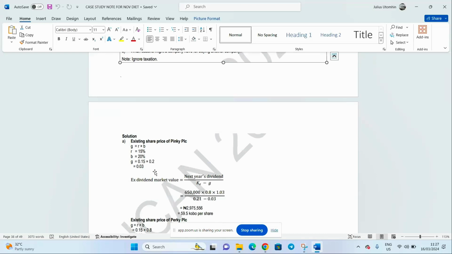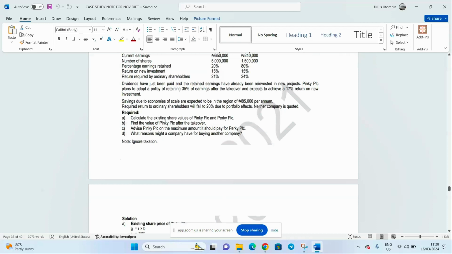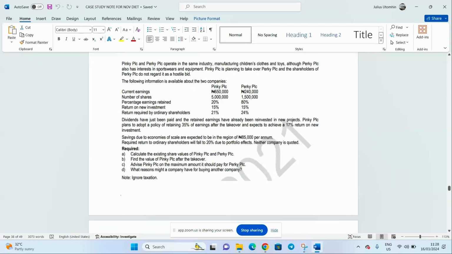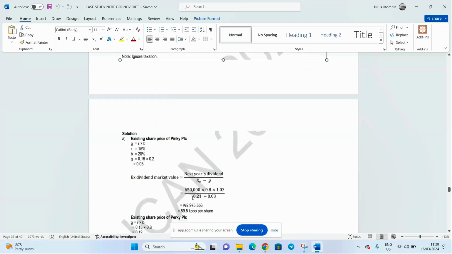Then the dividend, how do we calculate dividend? If they are retaining the profit, the rest is dividend. That's why they are saying 650 times 80%. That is the dividend.